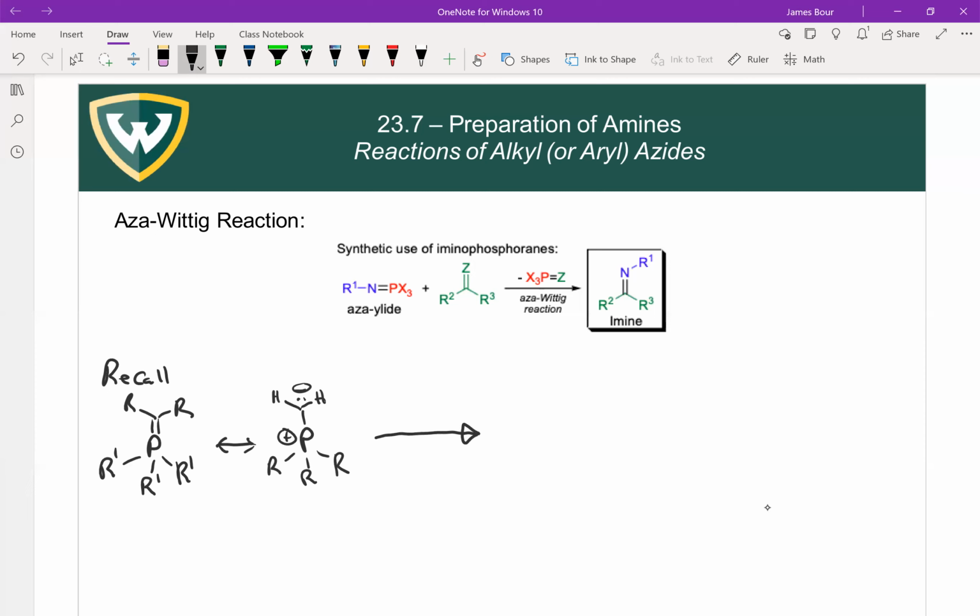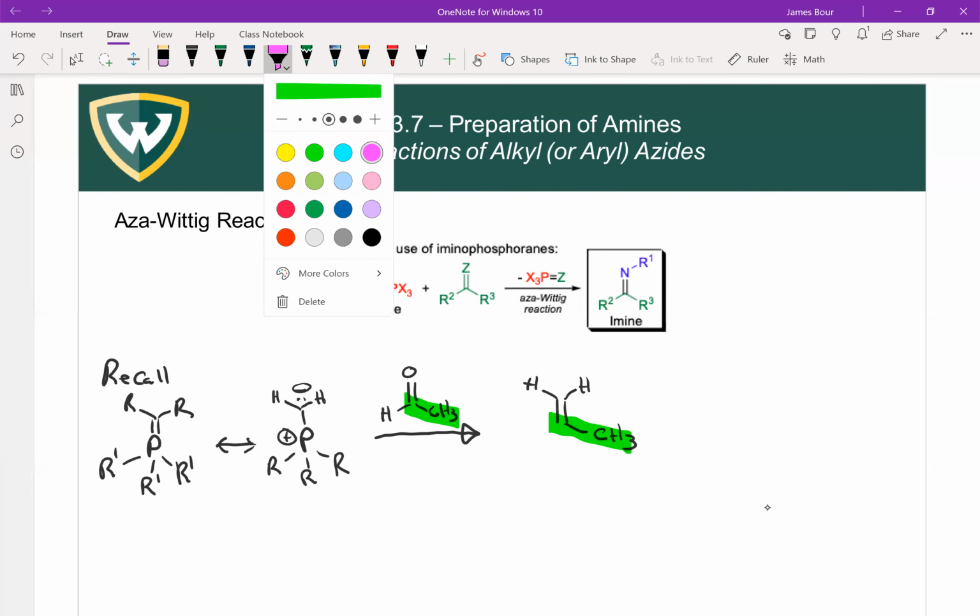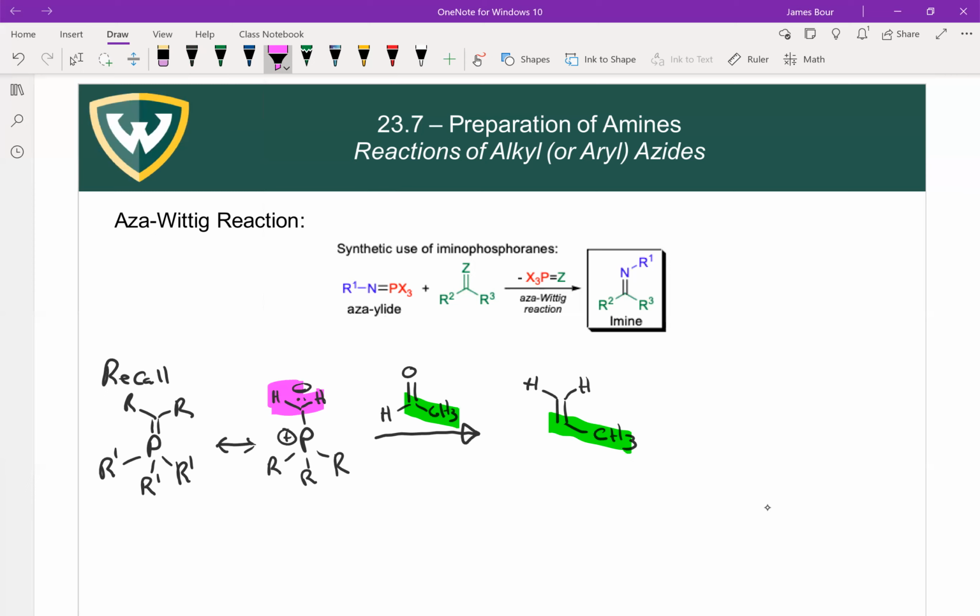And the key thing about these phosphorus ylids is that they react with ketones. In this case, we'll do acetaldehyde to form alkenes and the corresponding phosphine oxide. So I'll highlight where these compounds are coming from. The green are these two here, and then the fuchsia is the carbon up here. All right. And so this is the Wittig reaction.